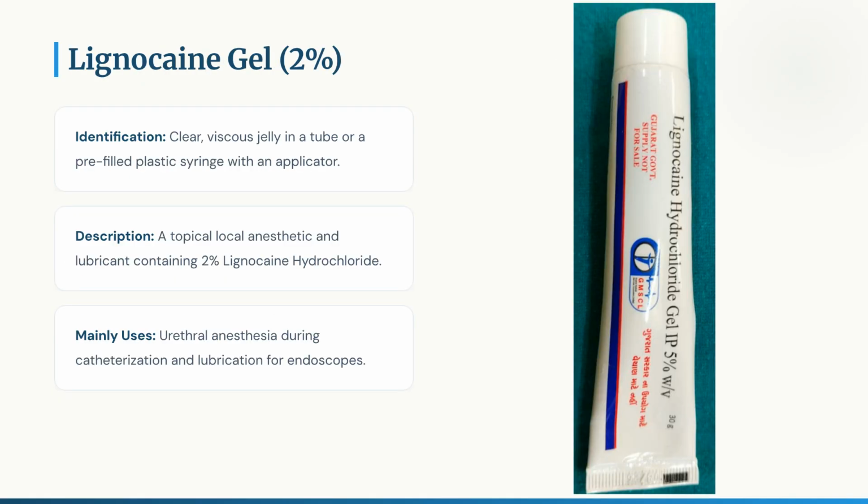Lignocaine Gel 2% is a clear, viscous jelly, serving as a topical local anesthetic and lubricant. It is primarily used for urethral anesthesia during catheterization and lubrication for endoscopes.